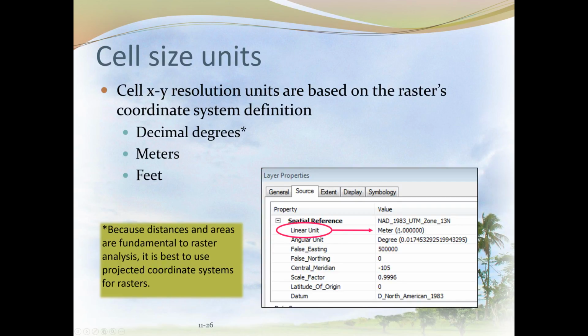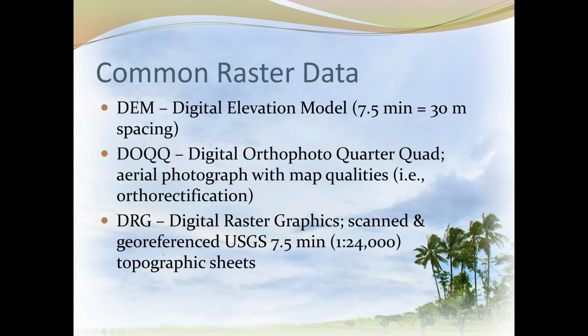Cell size unit: when we right click on it, we can see the cell size unit. The cell X and Y resolution units are based on the raster coordinate definition, so we will usually see decimal degrees, meters, or feet. Because distances and areas are fundamental to raster analysis, it's best to use a projected coordinate system for rasters. When we are on the exercises, we can link back to that when we are working on it.